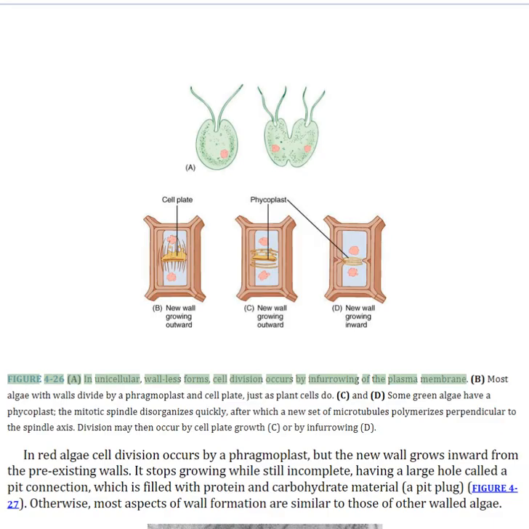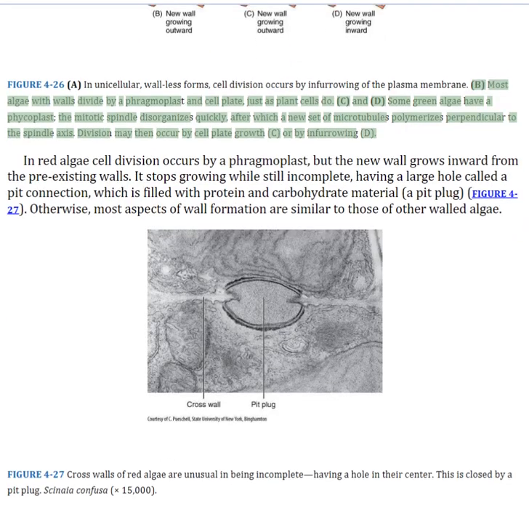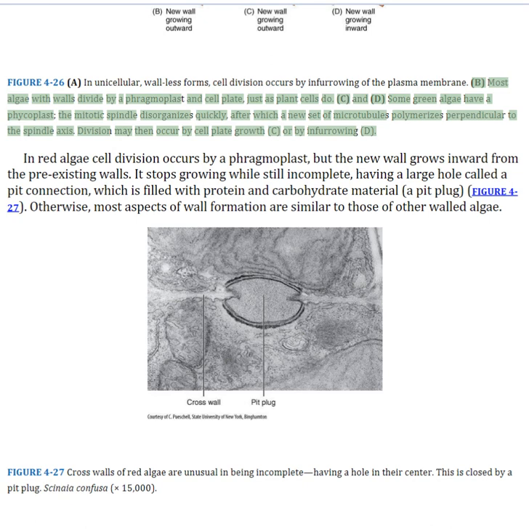Figure 426. In unicellular, wall-less forms, cell division occurs by infurrowing of the plasma membrane. Most algae with walls divide by a phragmoplast and cell plate, just as plant cells do. And some green algae have a phycoplast. The mitotic spindle disorganizes quickly, after which a new set of microtubules polymerizes perpendicular to the spindle axis. Division may then occur by cell plate growth or by infurrowing.